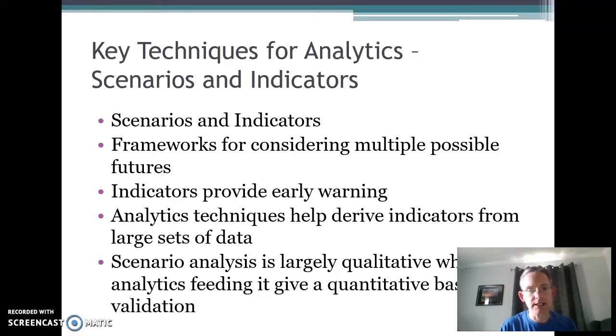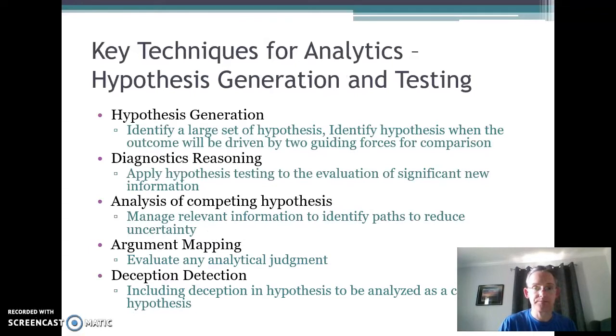We got a couple things here. Key techniques, scenarios and indicators is one of them. Frameworks for considering possible futures. Indicators that provide early warning. These are the kinds of things that you want to be looking at analytics techniques that will help derive those indicators from larger sets of data, which is going to drive us down the road here into our data analytics discussions, especially over the big data side.